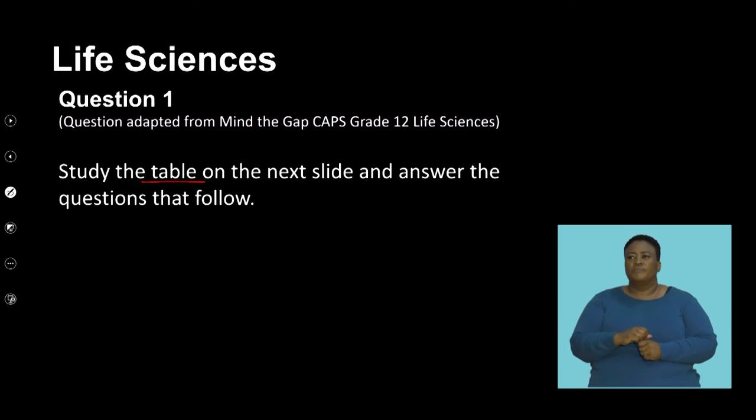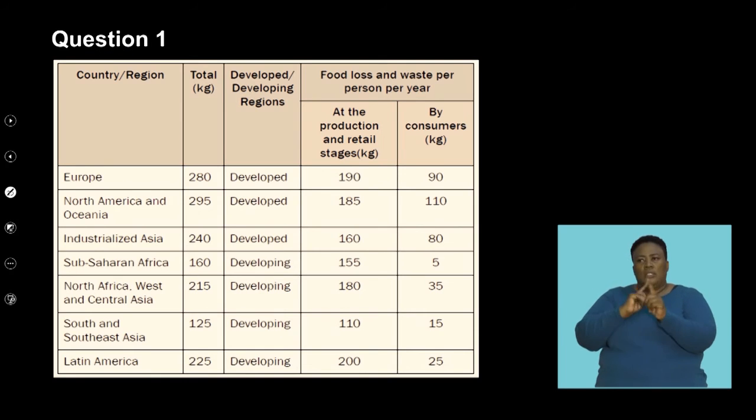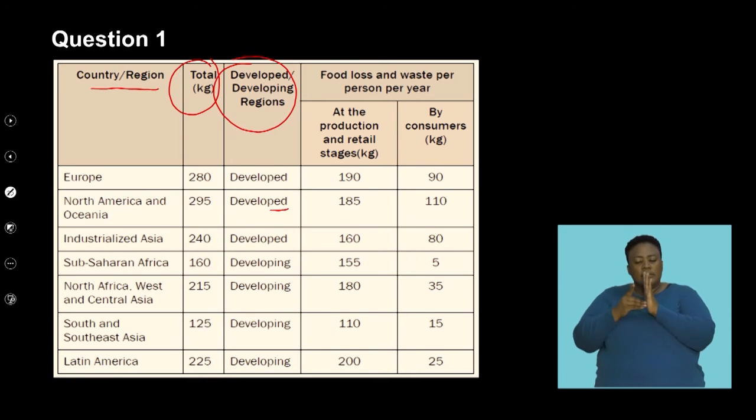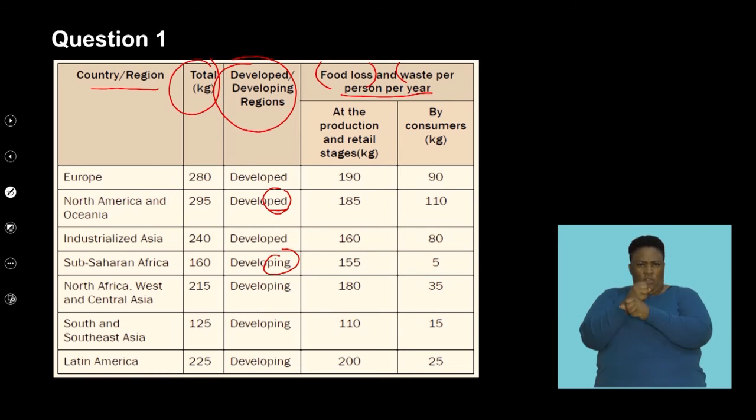So study the table on the next slide and answer the questions that follow. Here we've got a table that illustrates different countries. It shows you the total kg and the developing regions of the world. It's classifying them as developing or developed, so there's an emphasis on the words developed and developing. It shows you the food loss and wastage per person in a year, which is significant in terms of trying to understand. It's further broken down into production and retail, and then by the consumers.